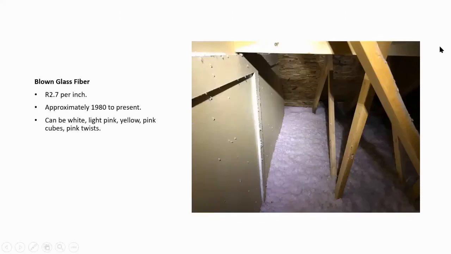Blown glass fiber has been around since maybe 80, maybe a touch earlier than that, actually probably 76, but about an R value of 2.7 per inch. Many different colors and textures, and this product's been reinvented many times over the years. This picture shows a more current attic. This is a light take. This is an old Spartan product.